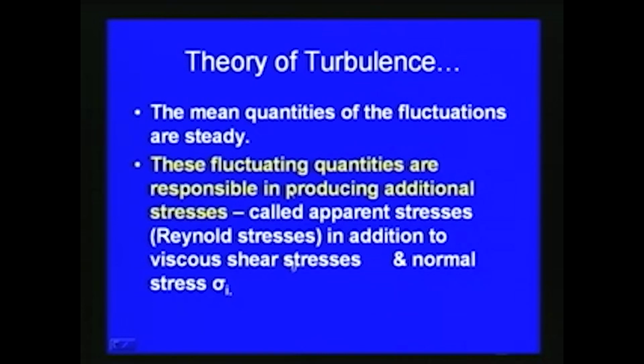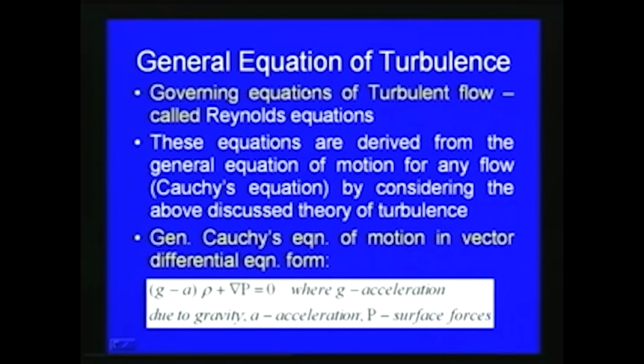So, when we analyze a turbulent flow, we have to consider the normal stresses, the shear stresses, and also the apparent stresses or Reynolds stresses. Moreover, since the apparent stress or Reynolds stress is due to the fluctuating quantities, it is also fluctuating, and it is very difficult to quantify. That is the real challenge in turbulence modeling. So, now we will go to the general equation of turbulence. Here we will try to derive the general equations based upon the existing theories.